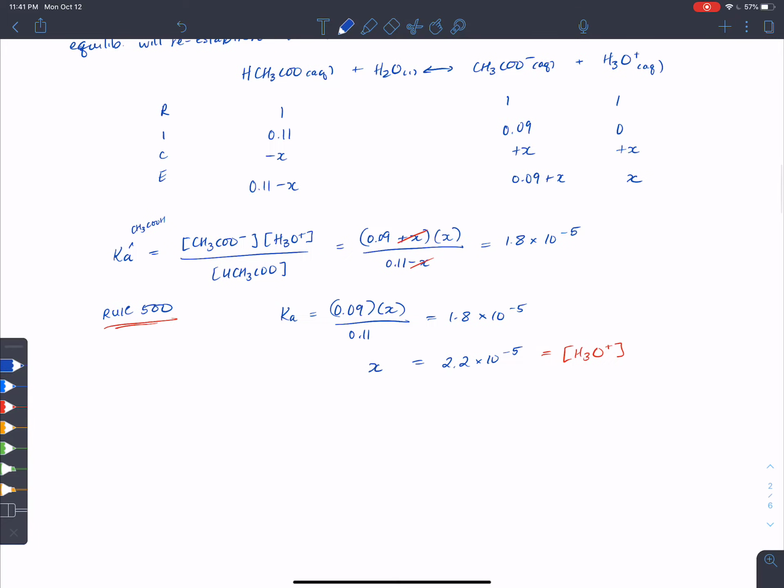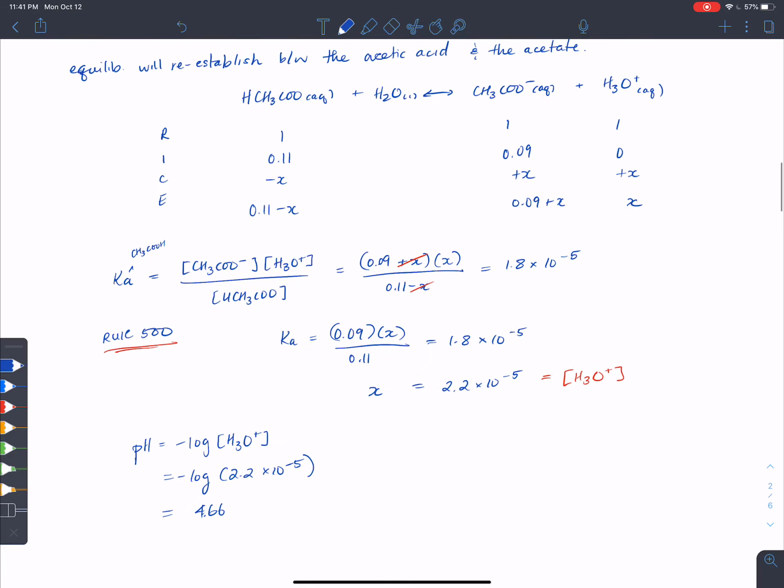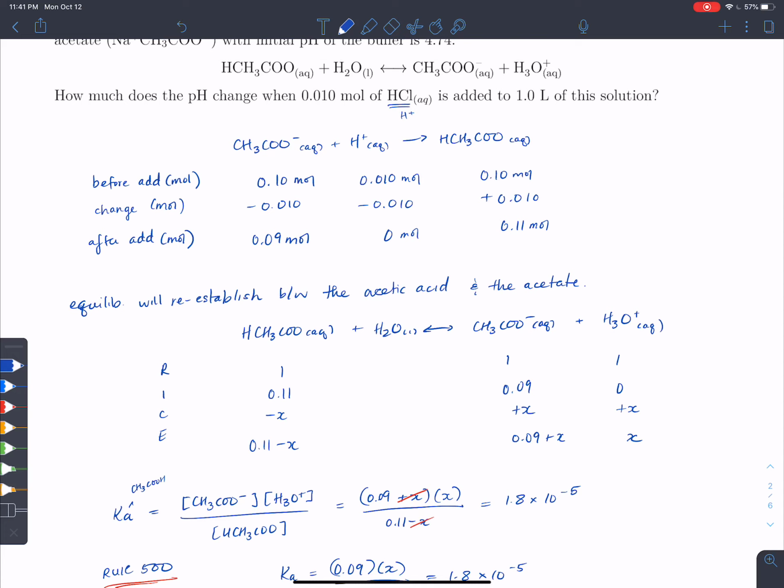And because I know this, I can find the pH, because it's just the negative log of my hydronium ion concentration. So I'm going to plug that value in, and when I do that, I end up getting 4.66. So that is what my new pH is for my buffer, because I added that 0.01 moles of HCl.